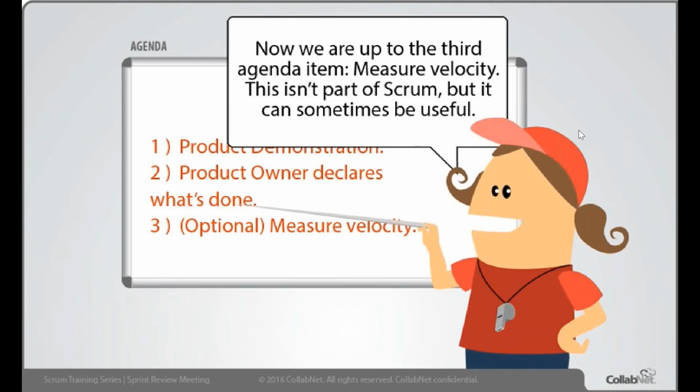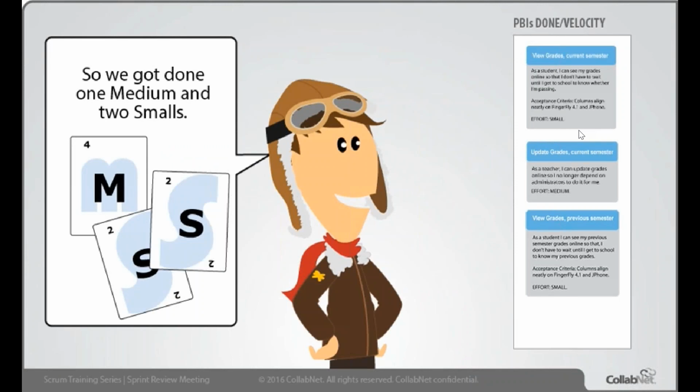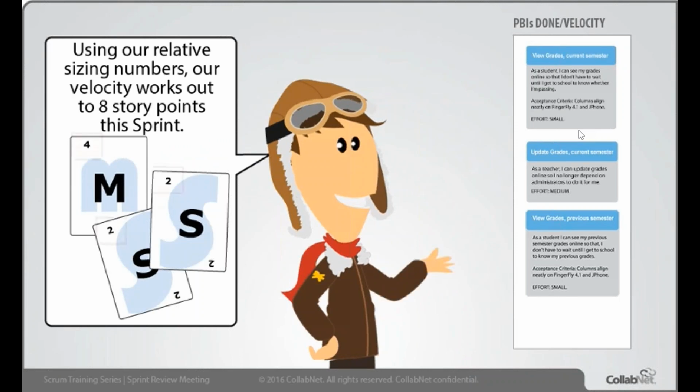Now we're up to the third agenda item, measure velocity. This isn't part of Scrum, but it can sometimes be useful. So we got done 1 medium and 2 smalls. Using our relative sizing numbers, our velocity works out to 8 story points this sprint.